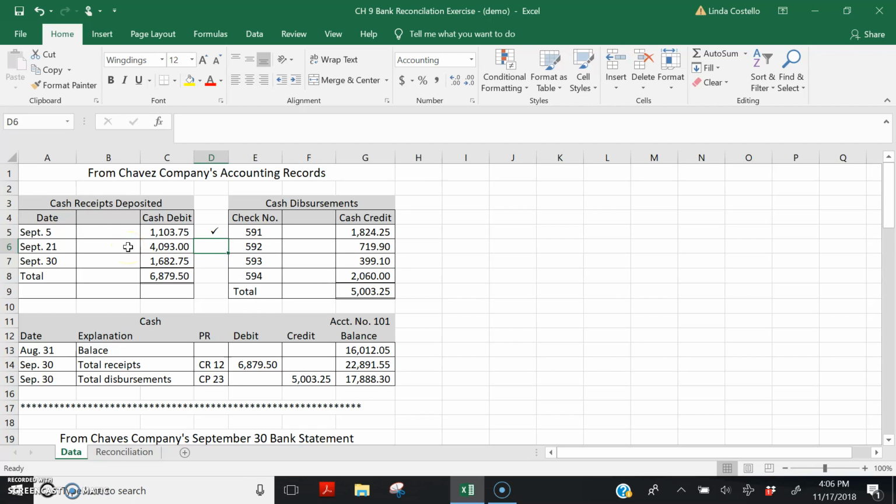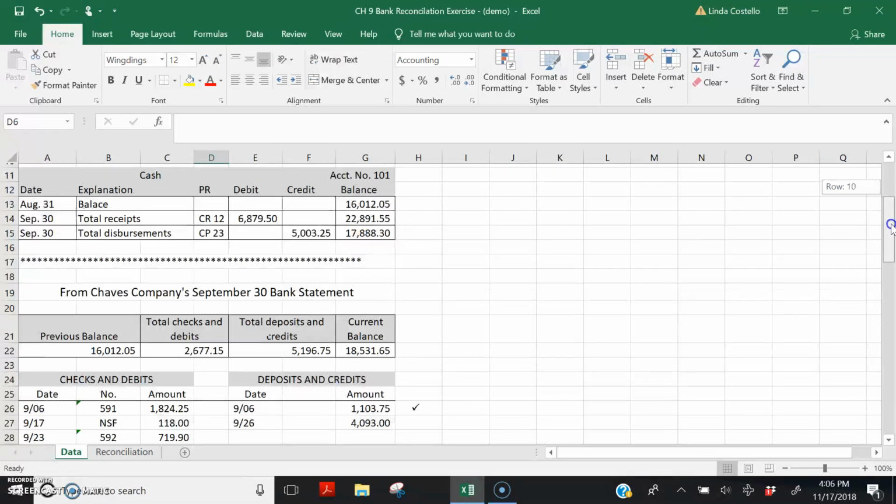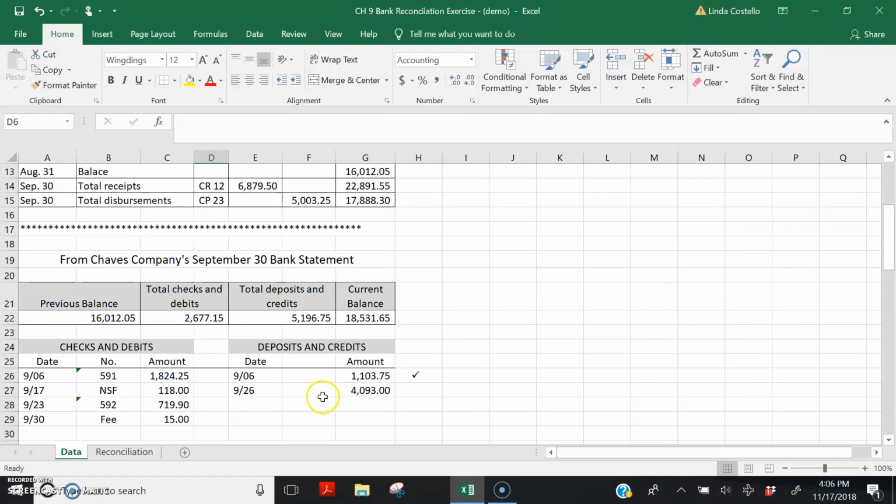The next item on the books is a receipt in the amount of $4,093, deposited on September 21st. Has this deposit cleared the bank? Yes. You can see the same number on the bank statement details posted as a deposit on September 26th.